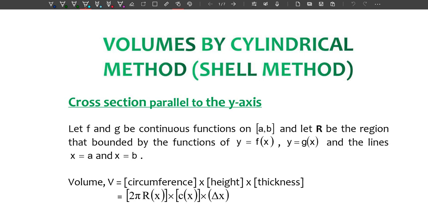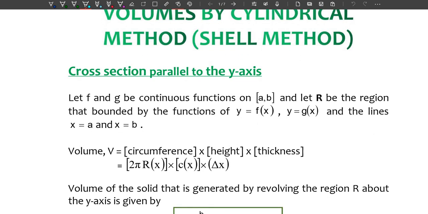In this video, we will be learning the volumes by cylindrical method, also known as the shell method. First, we will look at the cross section when it is parallel to the y-axis. Let f and g be continuous functions on the interval a to b, and let R be the region bounded by the functions y equal to f(x), y equal to g(x), and also the lines x equal to a and x equal to b.